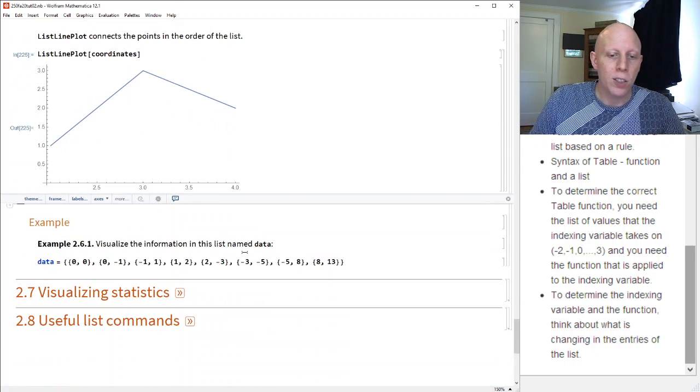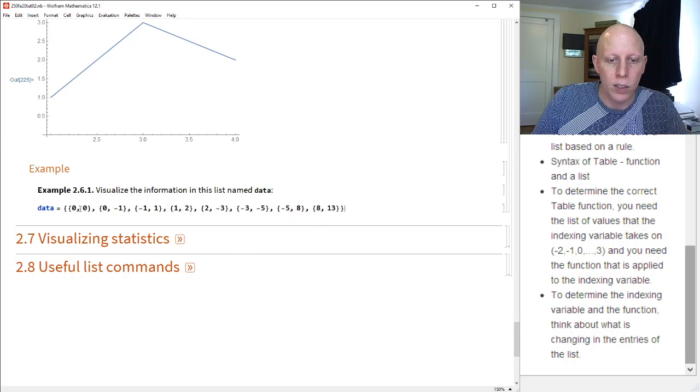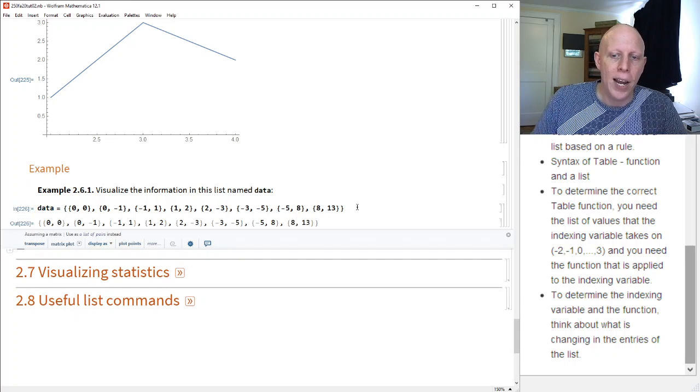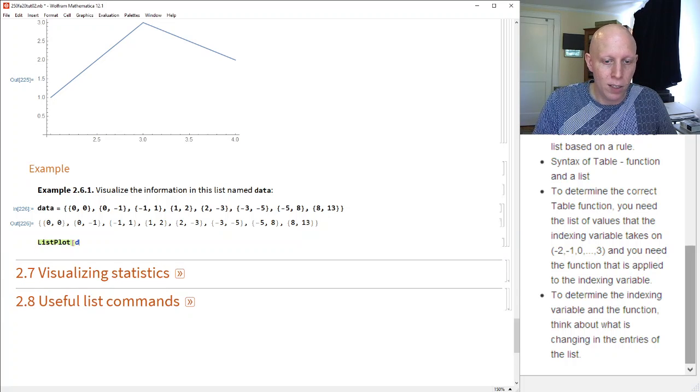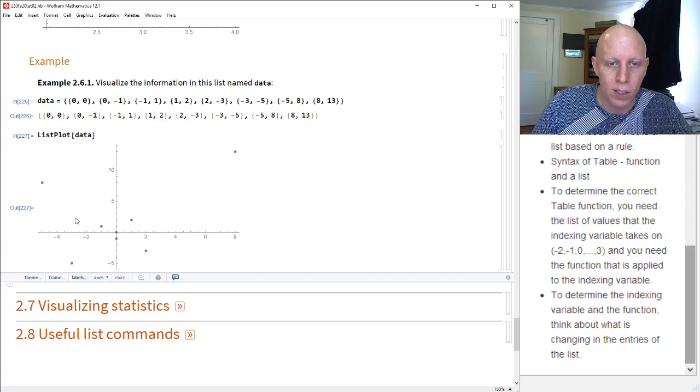Let's do this for another larger set of data. Here's some data. 0, 0, 0, negative 1, negative 1, 1. There's some Fibonacci numbers in here, just to be pretty. And if we take this data and we do list plot of the data, we get all these points. You can check to make sure that each of those points appears here.